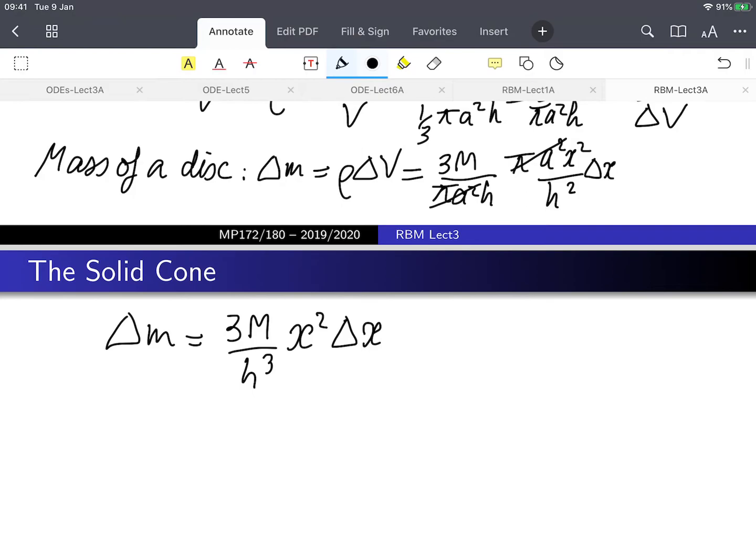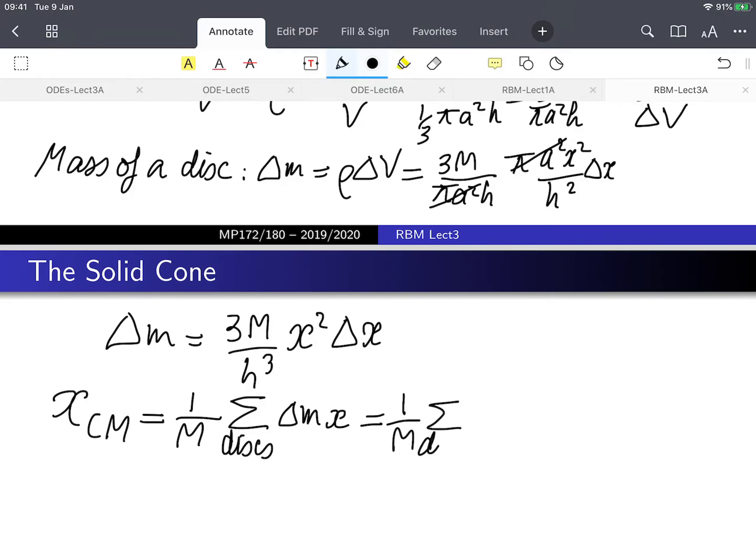I know that by definition it's going to be the weighted average. X_CM of all the centers of mass of the disks is going to be delta M times the position x of each center of mass, times 1 over M, summed over the disks. Delta M is 3m over h cubed times x squared delta x, multiplied by x. So the m's cancel out.